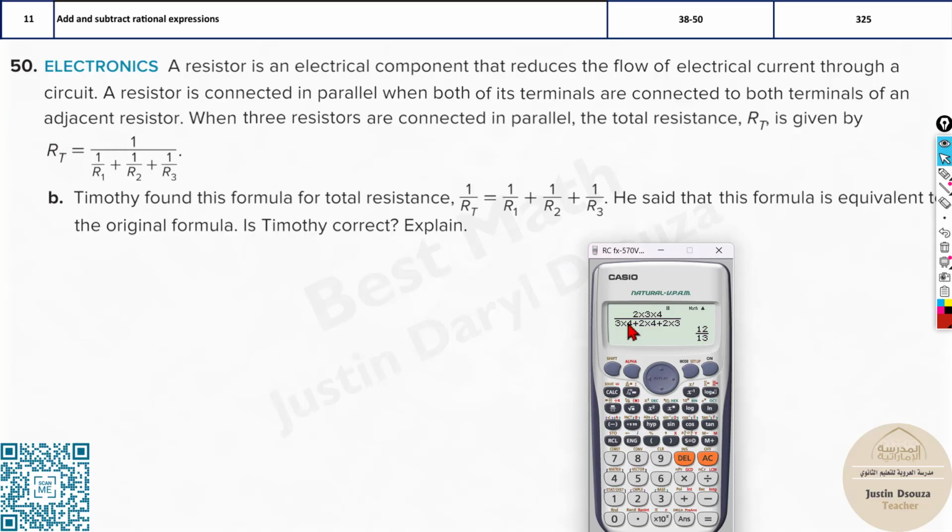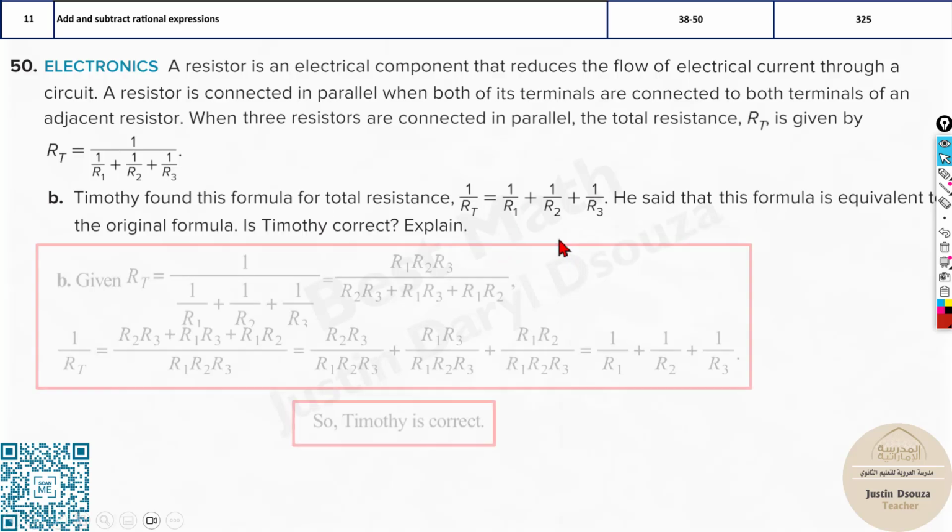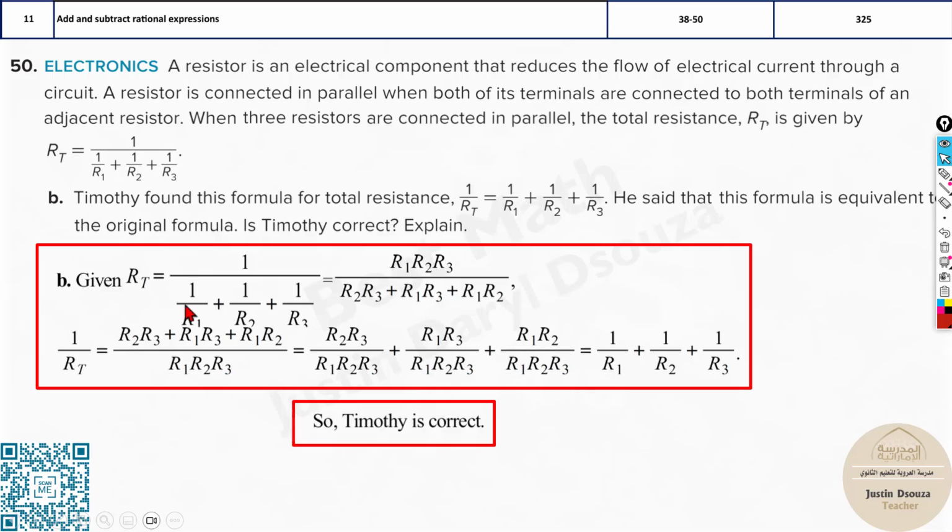We know over here when we take 2, 3, 4, we are getting this value. So I'll just put this now. 1 by 2 plus 1 by 3 plus 1 by 4. What is the answer? It is 13 by 12, but we were getting 12 by 13. But since here it's 1 by RT, this swaps. Basically, whatever the answer, if you divide 1 by this answer, yes, it's 12 by 13, isn't it? That's what we got. So yes, this is absolutely correct. Yeah, Timothy is correct.